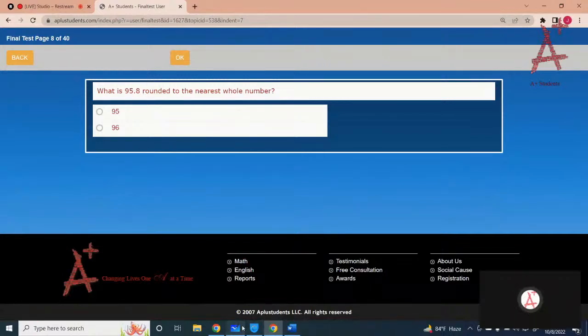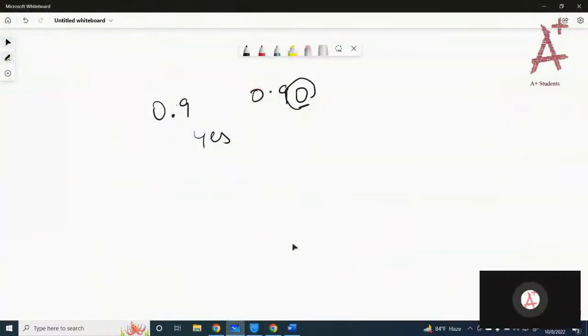95.8. The digit right after the decimal is 8. You need to compare this digit to 5. 8 is greater than 5. That means you have to round up. Round up means just add 1 to the whole number. So 95 plus 1 is 96. So 95.8 is rounded off to 96. Got it?